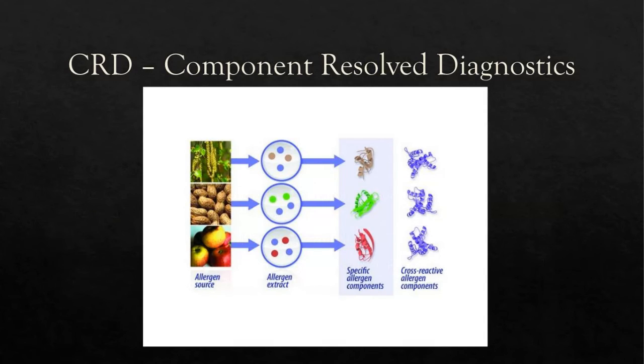And basically, as this picture shows, it's taking the allergen, so for example, peanuts, and it's breaking it down into its individual specific allergy components. So a person is not allergic to peanuts, they're allergic to the specific protein in it. And then it looked at other proteins in foods that could cross-react to that protein and cause the same reaction.